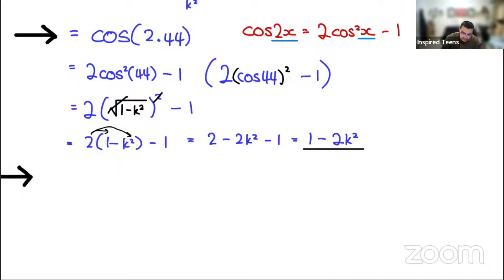So again, as you can see, there's no value. Okay, we're just simplifying our answer down to the simplest form in terms of k. So 1 minus 2k squared, or even if you had minus 2k squared plus 1, same thing. But that's how you solve it.